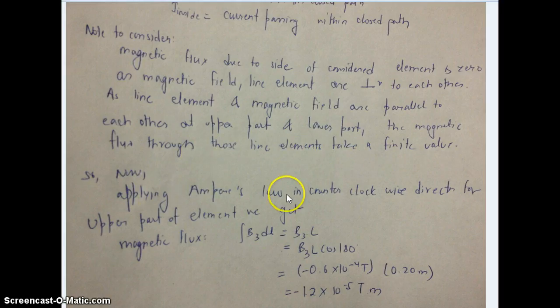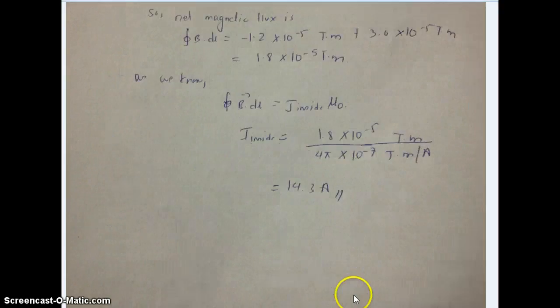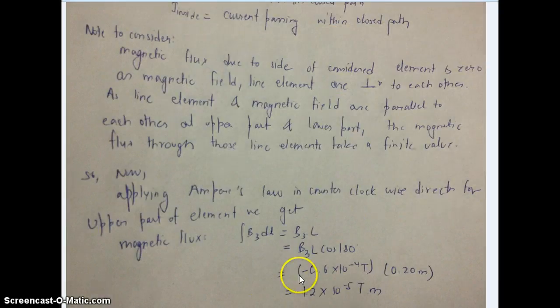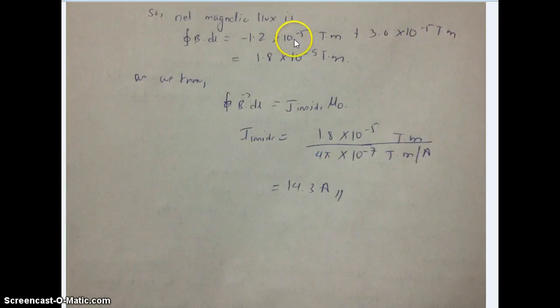So now applying Ampere's law in the counterclockwise direction for the upper part of the path, we get B3 dl to be B3 L, and putting in the values, theta is 180, and it comes out to be negative 1.2 times 10 to the power minus 5 Tesla meter. And similarly doing the same thing for B2, it comes out to be 3.6 times 10 to the power minus 3 Tesla meter. So getting the net, just adding both, it comes out to be 1.8 times 10 to the power minus 5 Tesla meter.